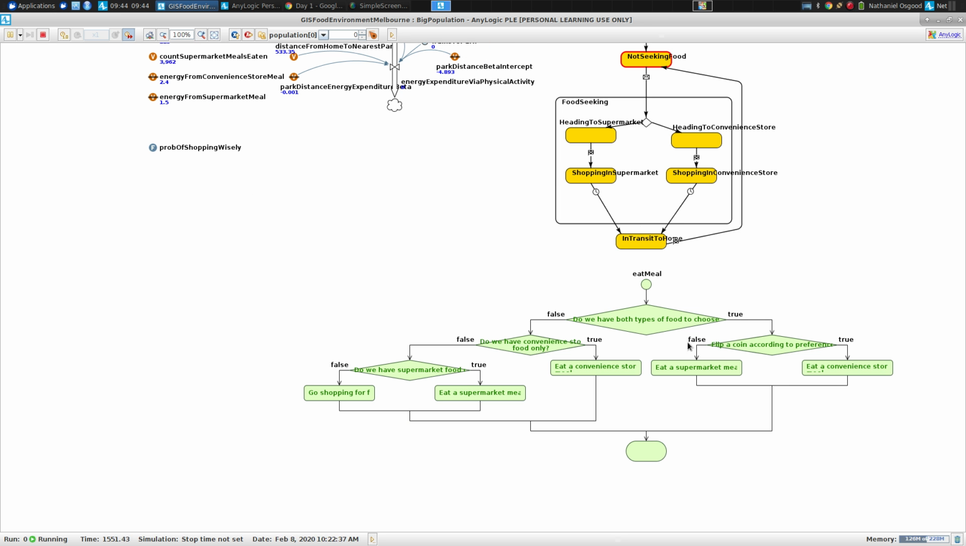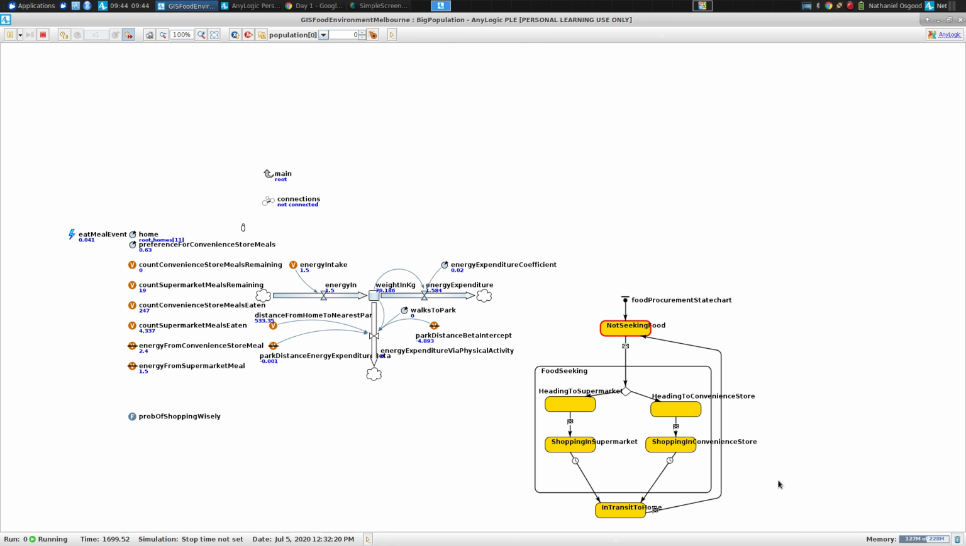Associated with each meal, there's a decision-making process. Do they have only convenience store food available? If so, they'll eat that. If not, do they have supermarket food? If so, they'll eat that. And if they have both types of food, they'll flip a coin according to their preferences. So here we're depicting a sort of logic associated with an individual. The individual has a certain status. They have a certain weight over time. They have a count of meals associated with them of different types.